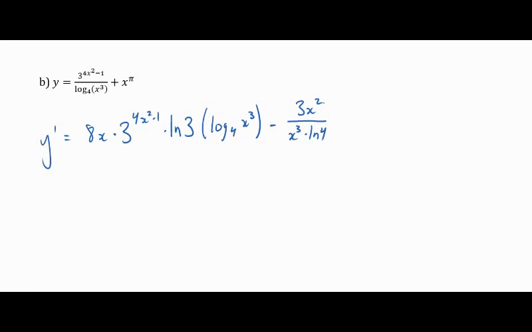You can do that separately. You could do 1 over and then times 3x squared, or you can collect it together in one fraction, and all of that times the top, so that's 3 to the 4x squared minus 1. And then plus just that last thing.